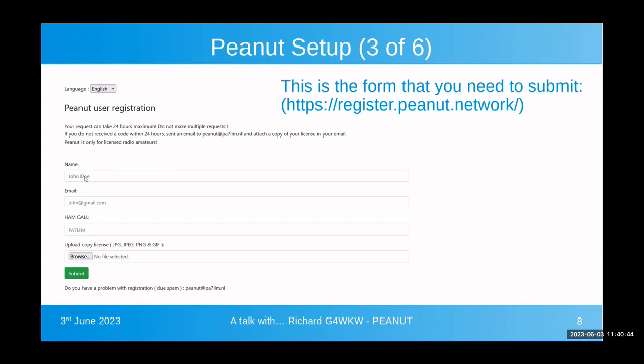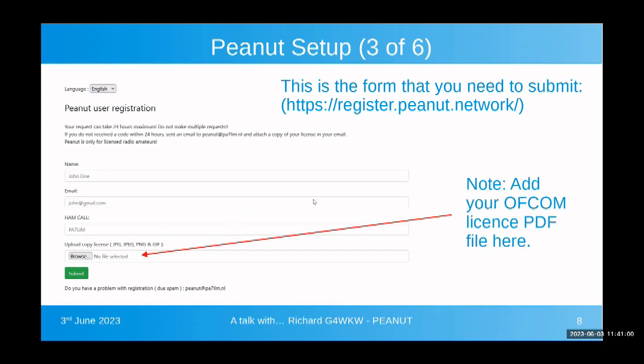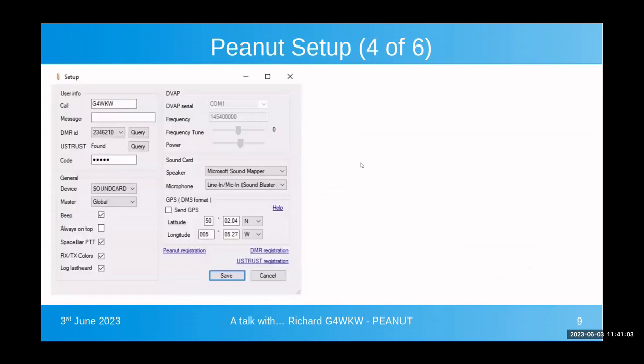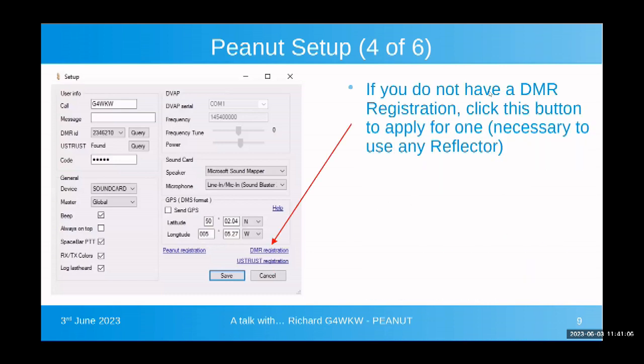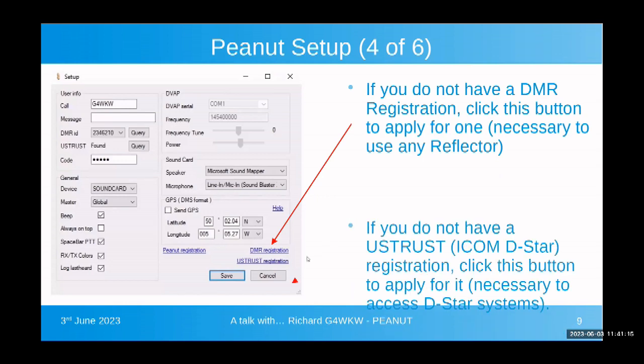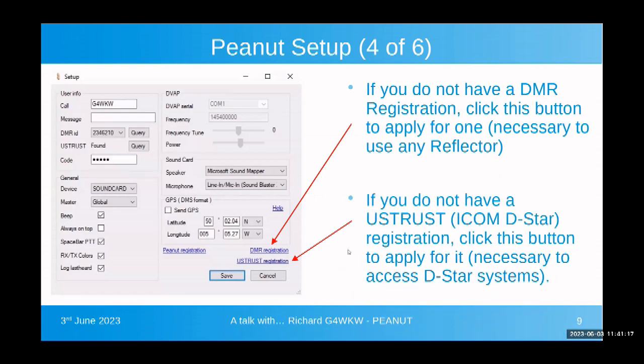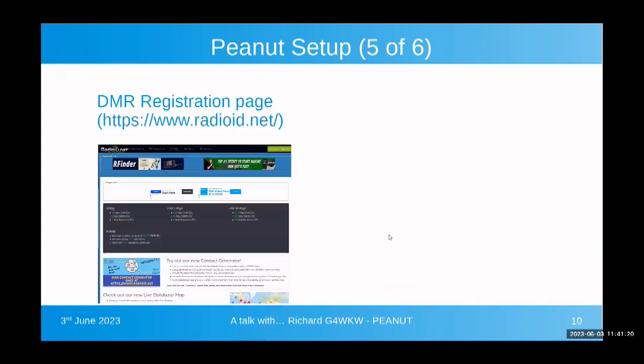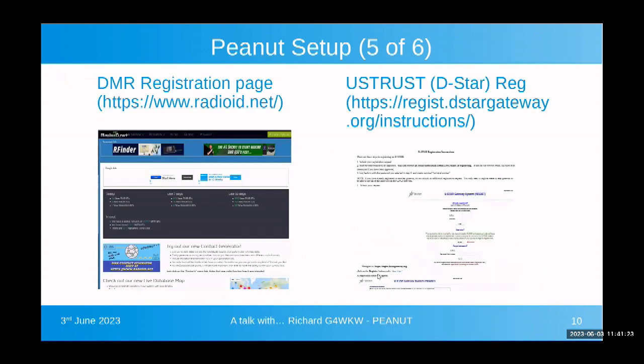So the registration, all it asks for is your name, email, your call, and you just attach a PDF copy of your license and submit it, and they'll email you back a code. Right. So next thing, if you don't have a DMR registration, you can click there, and it will bring up the page in the browser to do that. And the same thing with Icom D-Star. And again, I've shown the pages here.